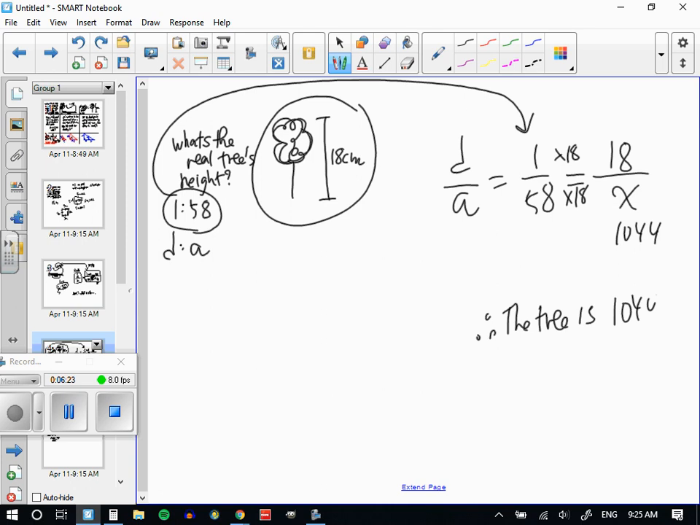So the tree is 1,044 centimeters, but that would be a unit of measurement we would never use, since 1 meter equals 100 centimeters. To convert this into meters, I would divide by 100, or move my decimal 2 places over, or 10.44 meters tall. Okay? And again, you could have also multiplied it across the proportion. What you could have also done is determined the scale factor, but since these are better served as proportions, we'll just keep it like that. Good.